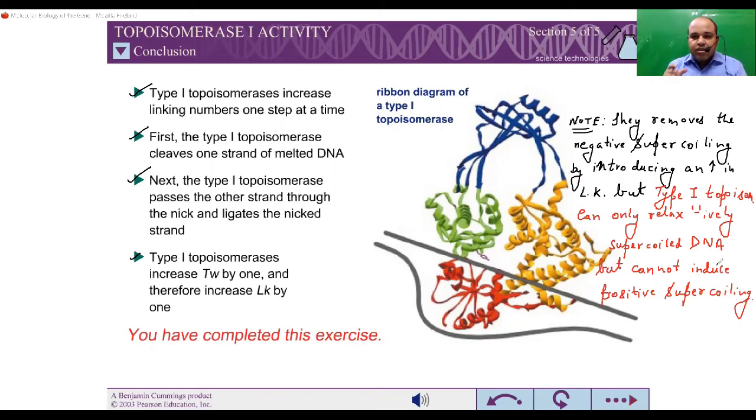This is how the topoisomerases, especially the type 1 topoisomerases, are going to act. This is all about type 1 topoisomerases. We have concluded the end of type 1 topoisomerases, the end of today's lecture.